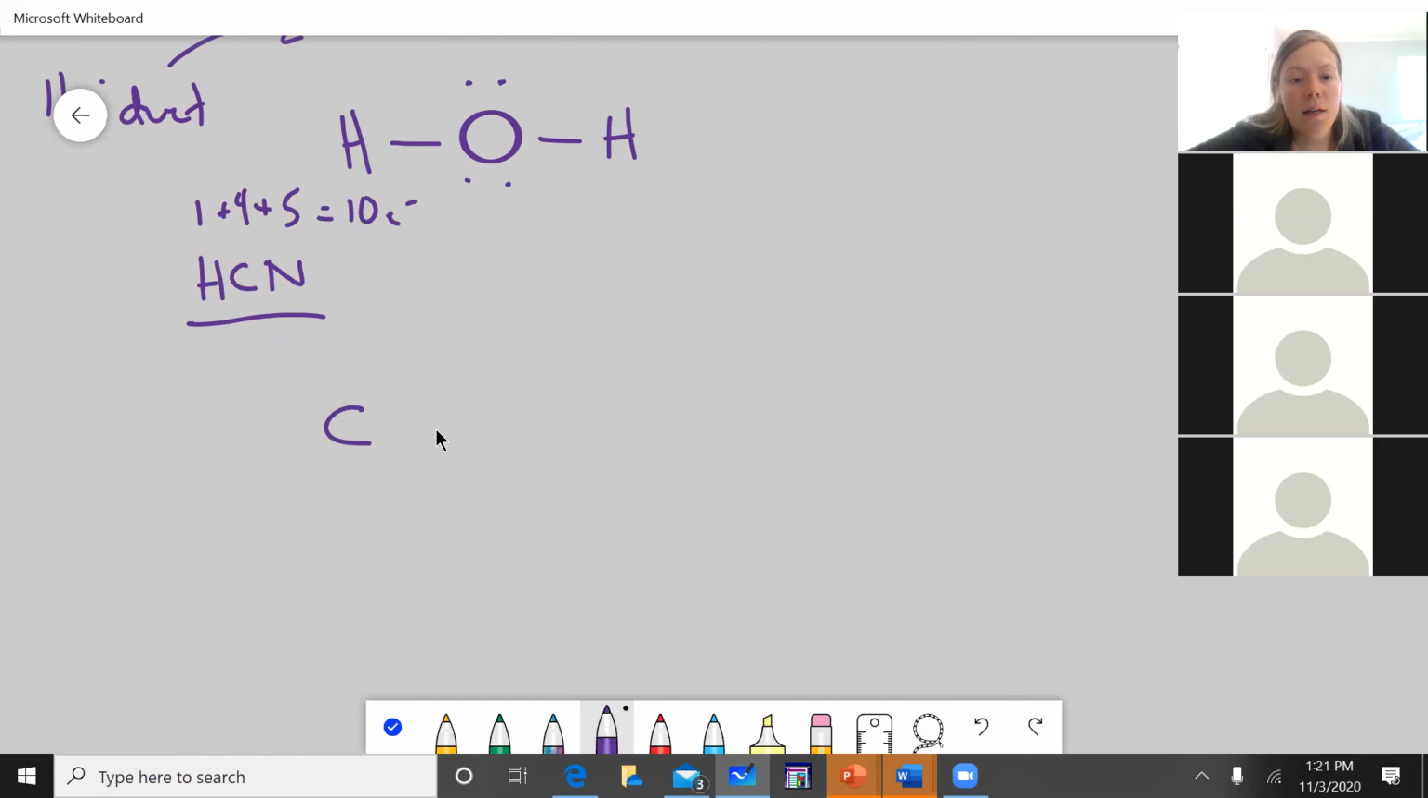So carbon goes in the center. I'm going to put nitrogen on one side and hydrogen on the other side. We've got our total electrons. I have to stick them together because it's a molecule, so I know that they're glued together somehow. Okay, bond, bond. Then I'm going to make the outer guys happy.